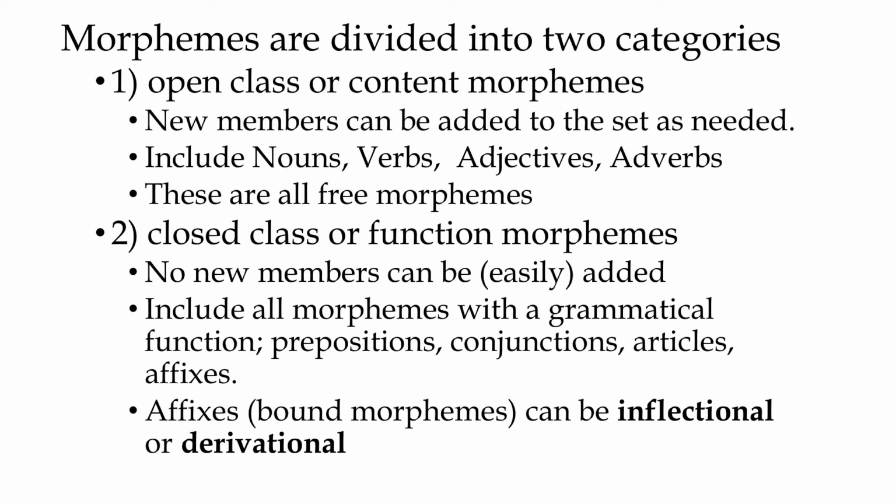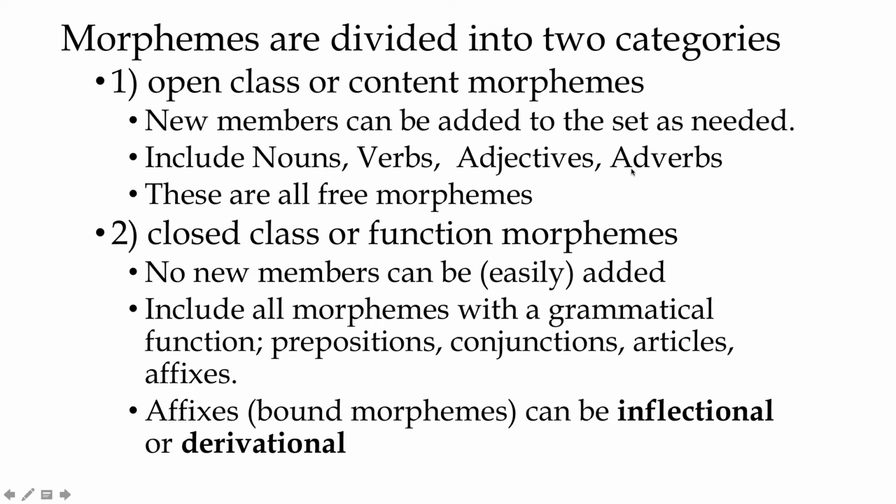So we can also divide up morphemes into two groups. One group is sometimes called open class, sometimes called content morphemes. The reason we would call it open is because you can add new members to this very easily. It's very easy to invent in a language new members of the lexicon for these things. So this would be nouns, verbs, adjectives, adverbs.